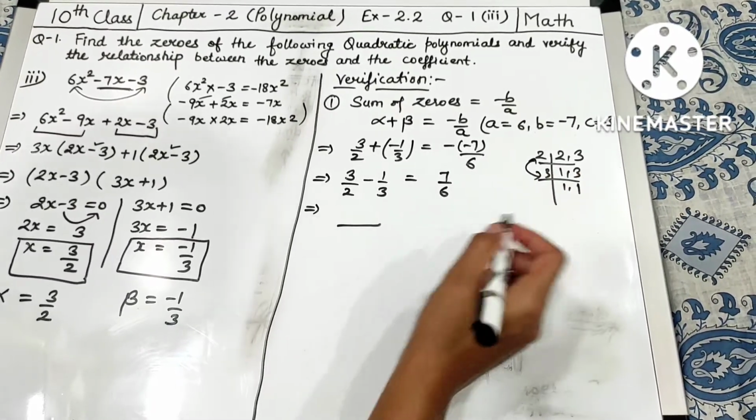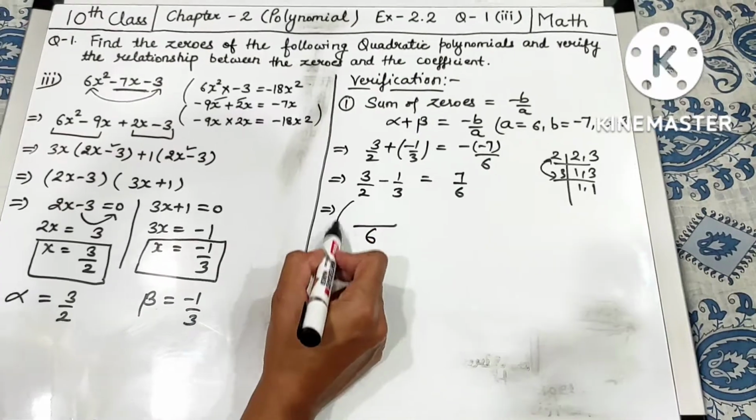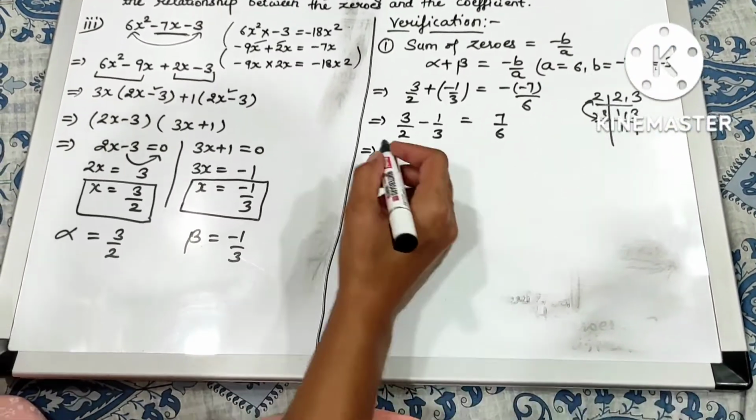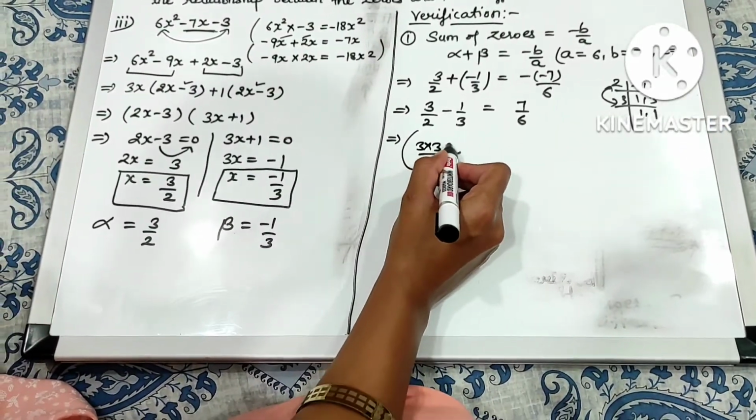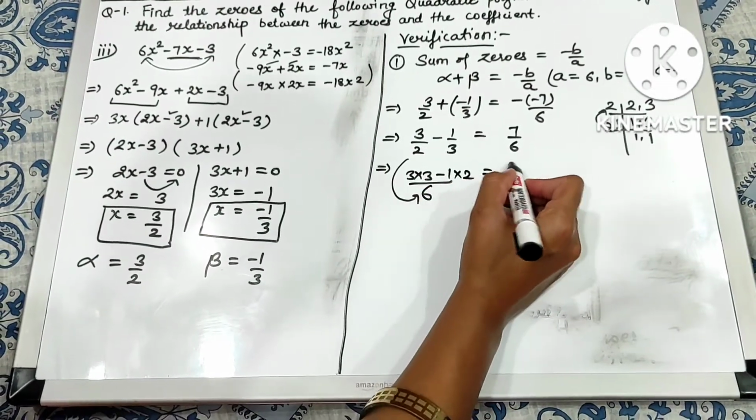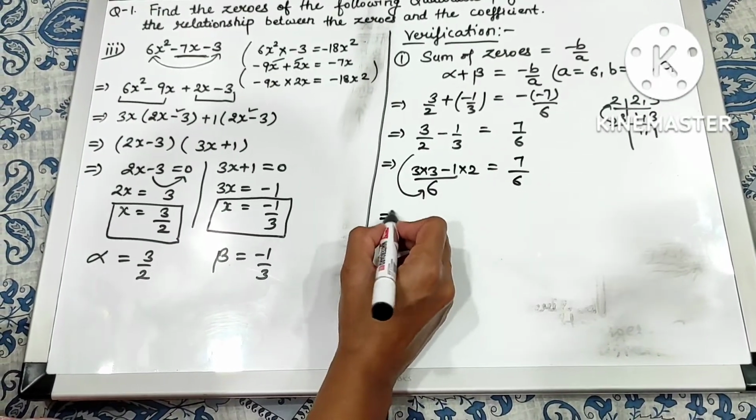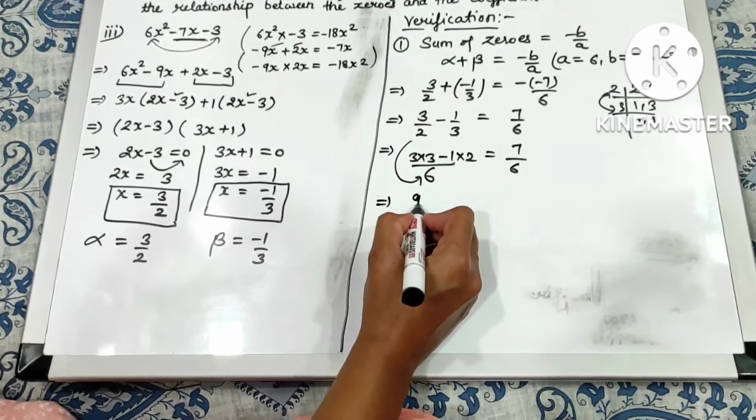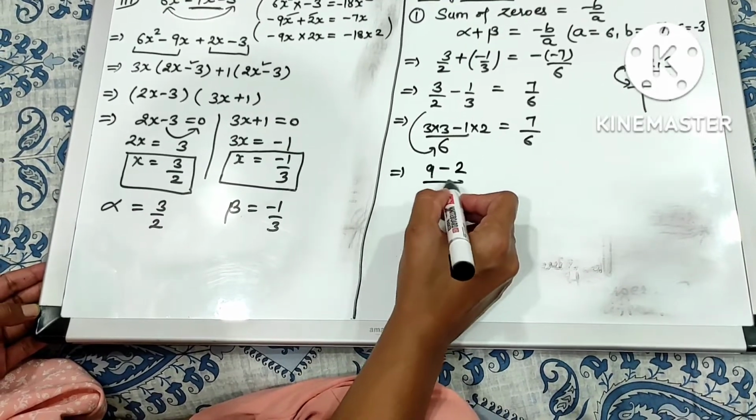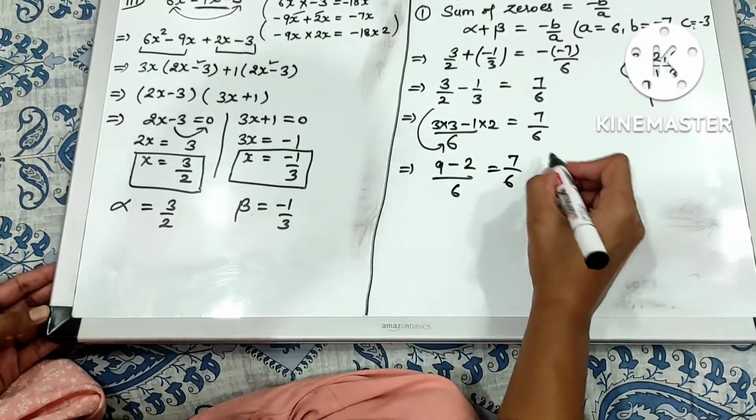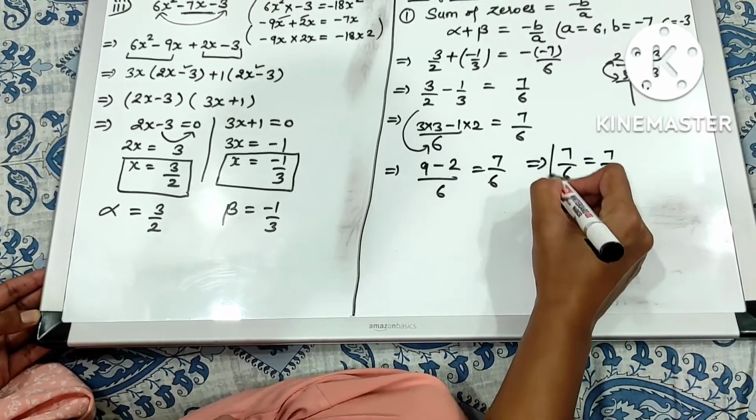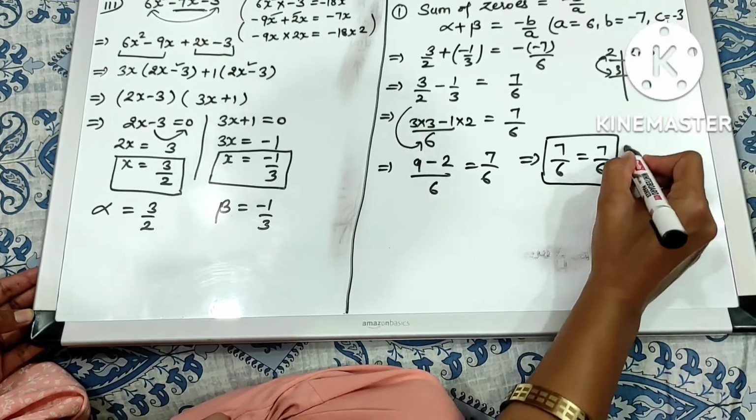LCM is very easy, like 2 1s are 2, 3 1s are 3, and we multiply both these numbers. 2 into 3, 6. Then we will divide 6 by 2, then we get 3 as a quotient, and we multiply 3 with the numerator. 3 3s are 9, minus 1 2s are 2, by 6 equal to 7 by 6. Then we get 7 by 6 is equal to 7 by 6 on both sides. Hence verified.